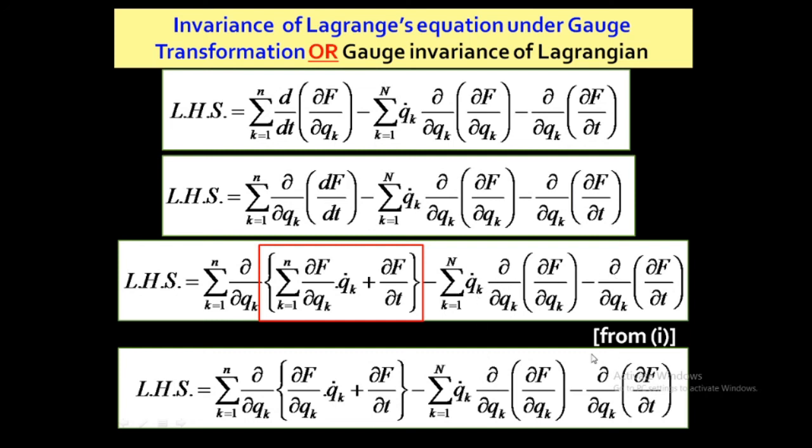Now I will solve this bracket by using the derivative rule. Okay, I will solve this bracket. This is a plus b, so the derivative of a plus b is the derivative of a plus the derivative of b.